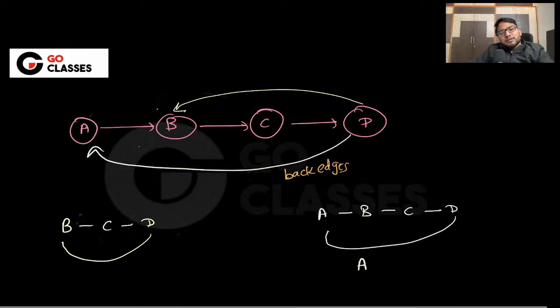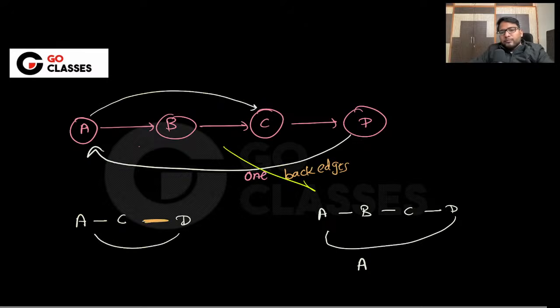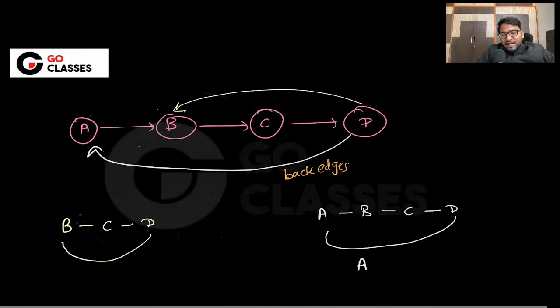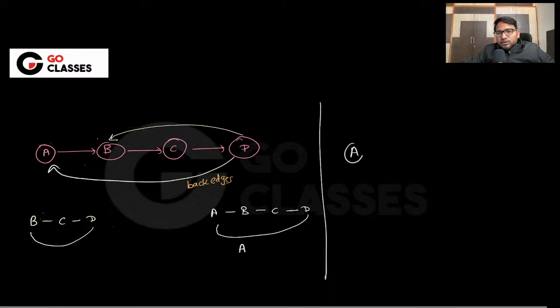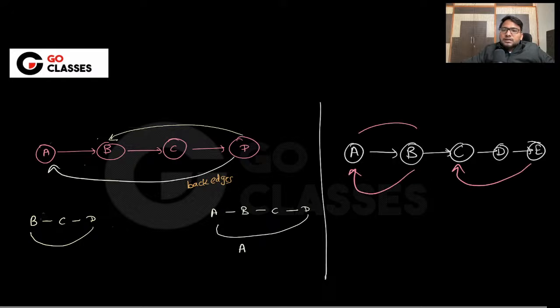So if there is one back edge, you remove it, all the cycles are removed. If there are two back edges, then if there's a common edge, it can destroy all the cycles, right? If there is no common edge, maybe you can have something like this. If there is no common edge in both of the cycles, then you can't destroy them just using one edge.